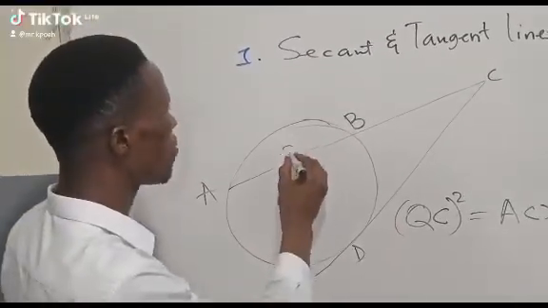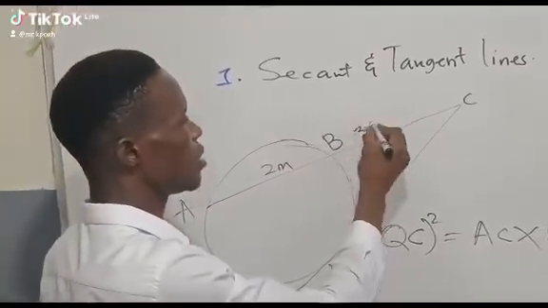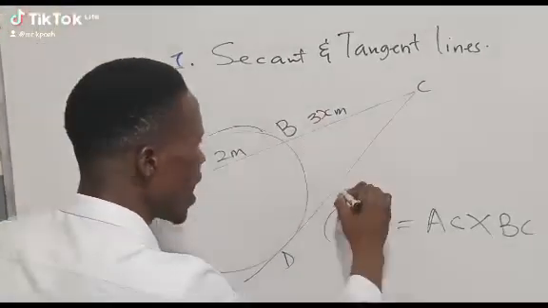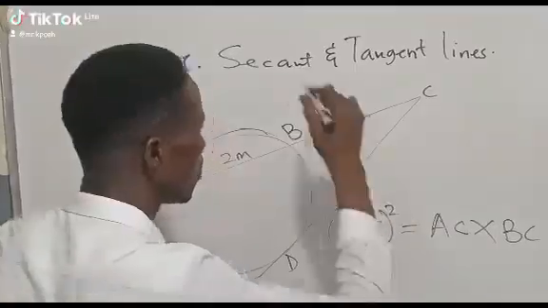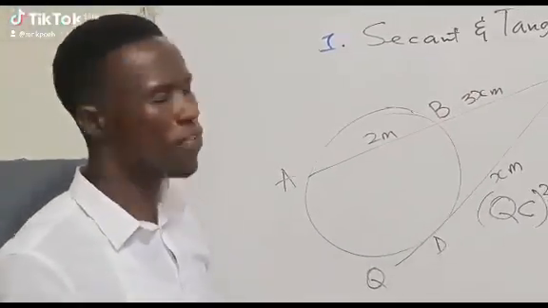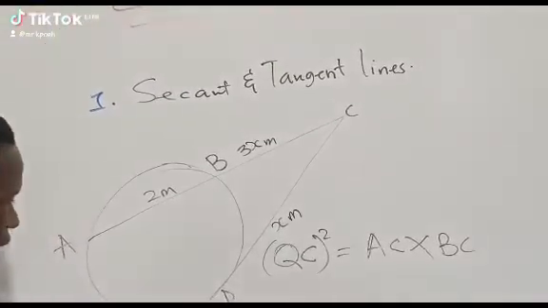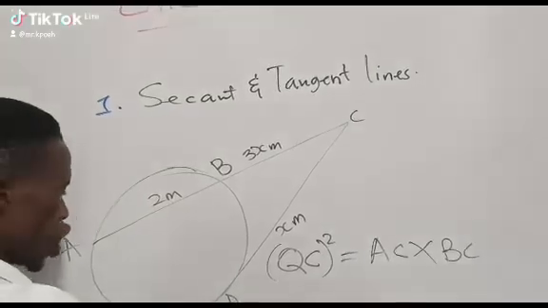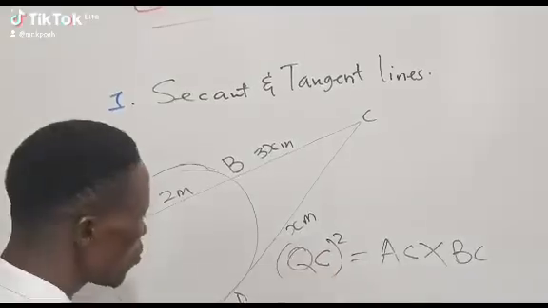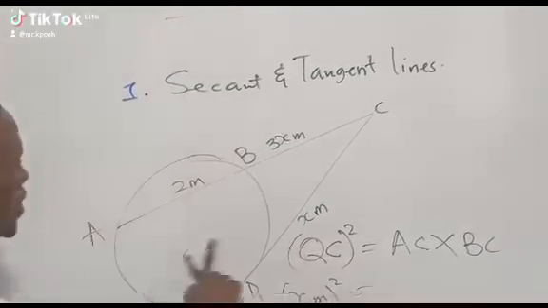Quickly we can try maybe 2 meter here, we can try 3x meter here, and maybe x meter right here. Then they ask you, maybe they say find the value of x. To find the value of x in this case, we use the square of the tangent line. So QC here is actually x. So I can just put x meter here and square it, equal to AC.